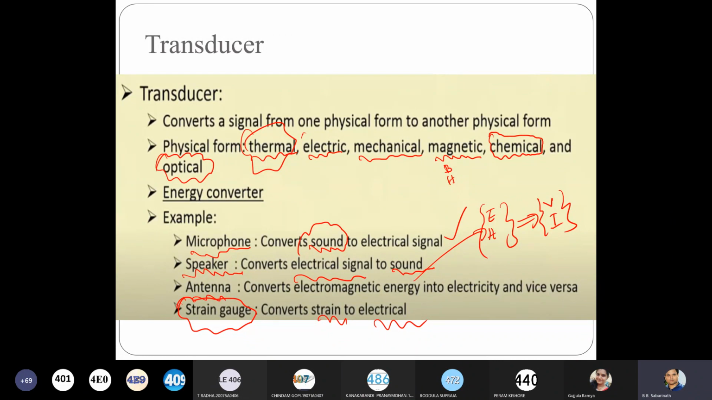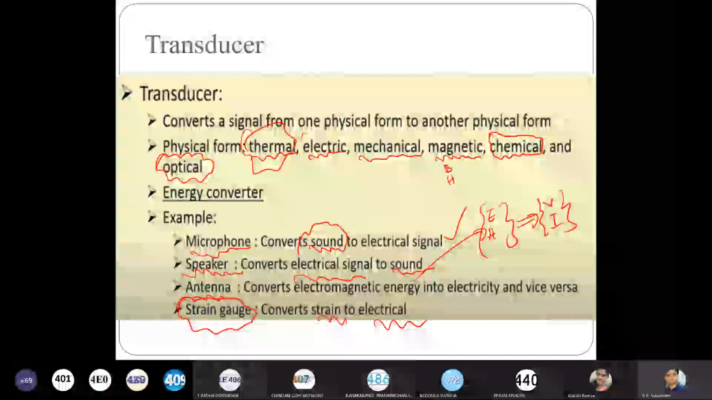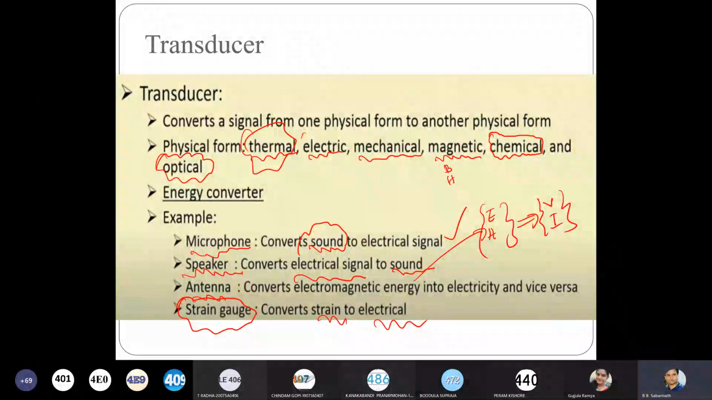or whatever the pressure is converted to voltage. But how is this happening, sir? Is it really possible to have such a conversion? Definitely it is possible.